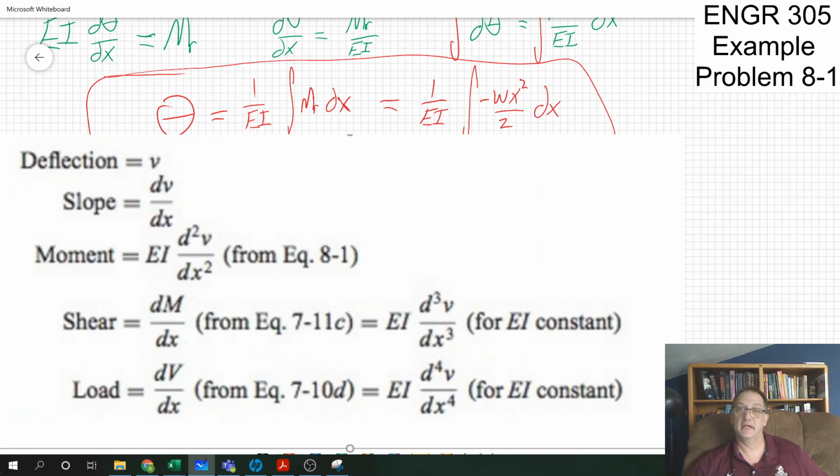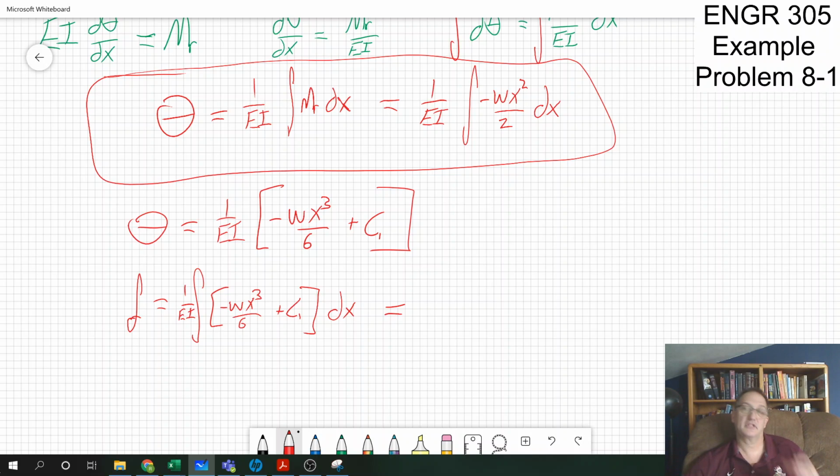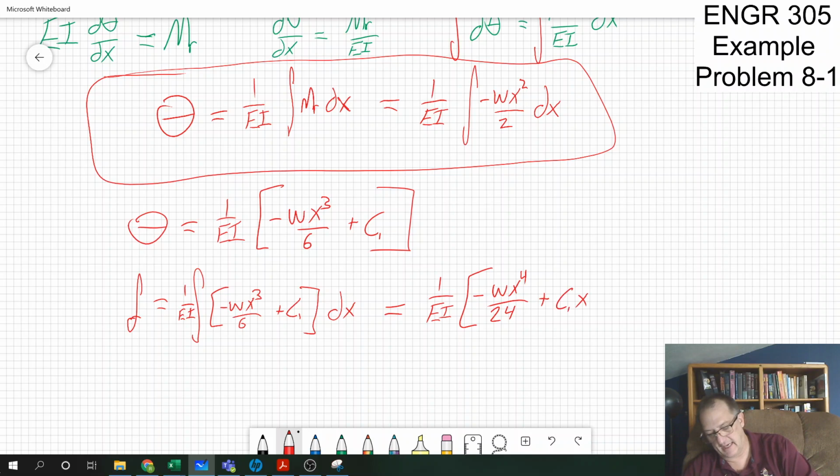The deflection is equal to the integral of the slope. So delta is equal to the integral of, I'm going to pull 1 over EI out front because it's a constant, minus W x cubed over 6 plus C1 dx, which equals 1 over EI times minus W x to the 4th over 24 plus C1 x plus C2.